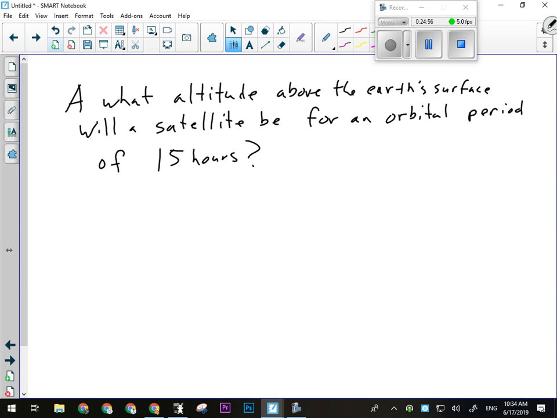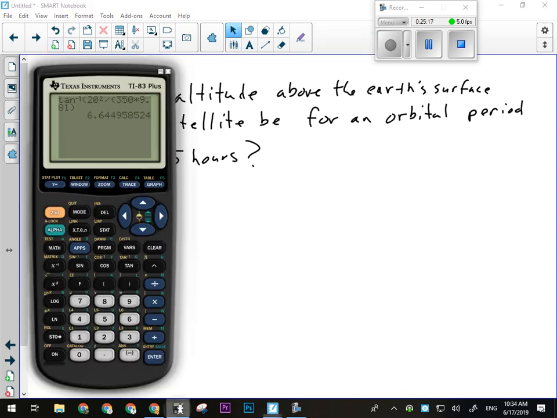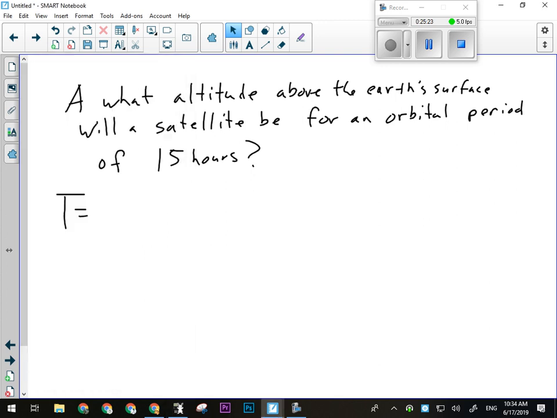Okay, so what's the first trick? Altitude. That means that when I find the radius, I'll have to subtract the radius of the Earth from that. So that's the first trick. What's the second trick? I gave you the time, the period in hours, and it needs to be in seconds. So let's write that down first. We're going to have 15 hours times 3,600. So 54,000 seconds.